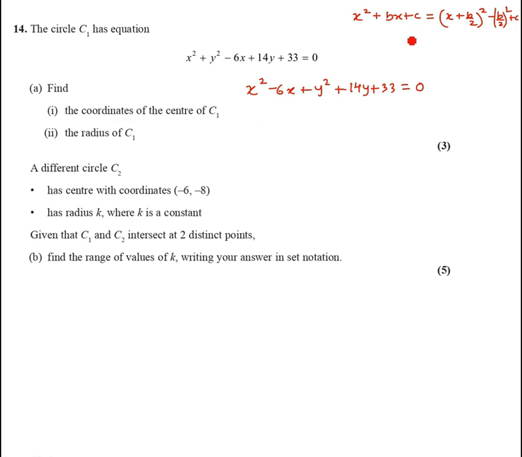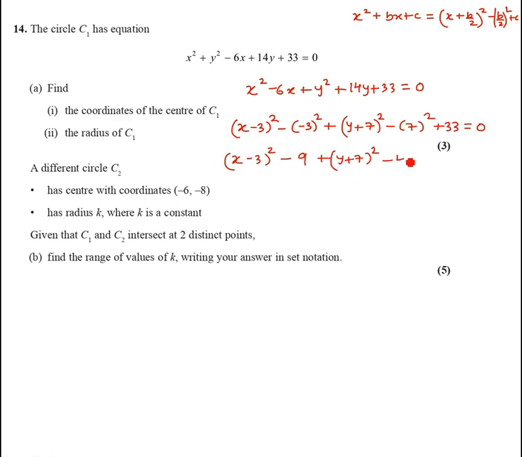Now use the complete square form above, so this can be written as (x - 3). b is -6 here, so half of b will be -3. So (x - 3)² - 3² plus, in this case for y, b is 14, so it will be (y + 7)² - 7² + 33 = 0. So (x - 3)² - 9 + (y + 7)² - 49 + 33 = 0.